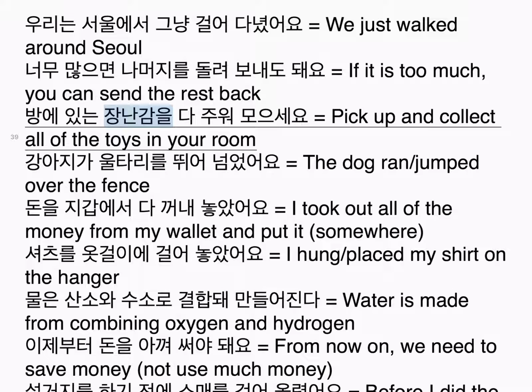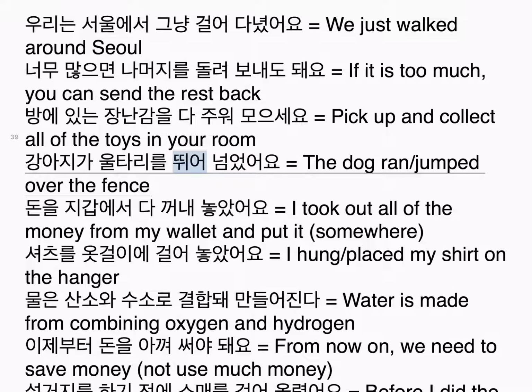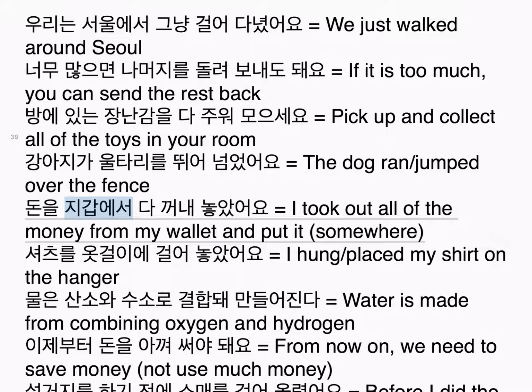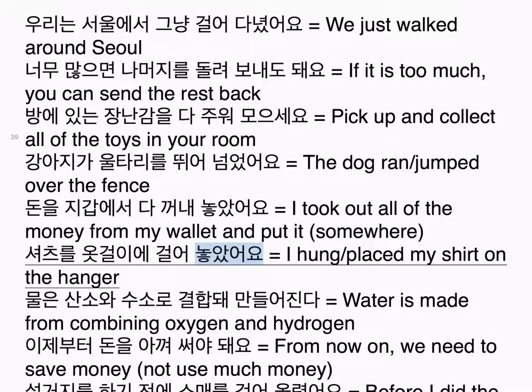방에 있는 장난감을 다 주워 모으세요. Pick up and collect all of the toys in your room. 강아지가 울타리를 뛰어넘었어요. The dog jumped over the fence. 돈을 지갑에서 다 꺼내 놓았어요. I took out all of the money from my wallet and put it somewhere. 셔츠를 옷걸이에 걸어 놓았어요. I placed my shirt on the hanger.